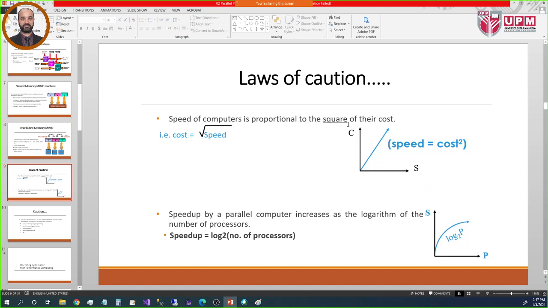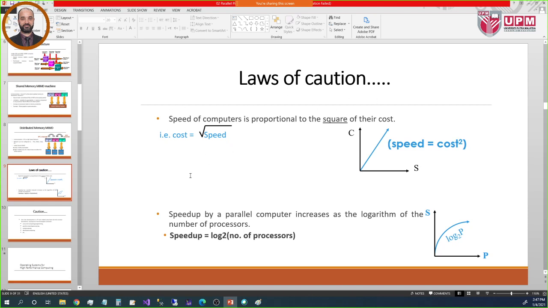Okay, let us go here to the laws of caution. This is a very important thing, especially when we talk about designing or buying a multi-processing computer or multi-processor computer or multi-core computer, to build a kind of server to provide some services to maybe customers or students in the university or whatever. So we have to consider all of those concepts.